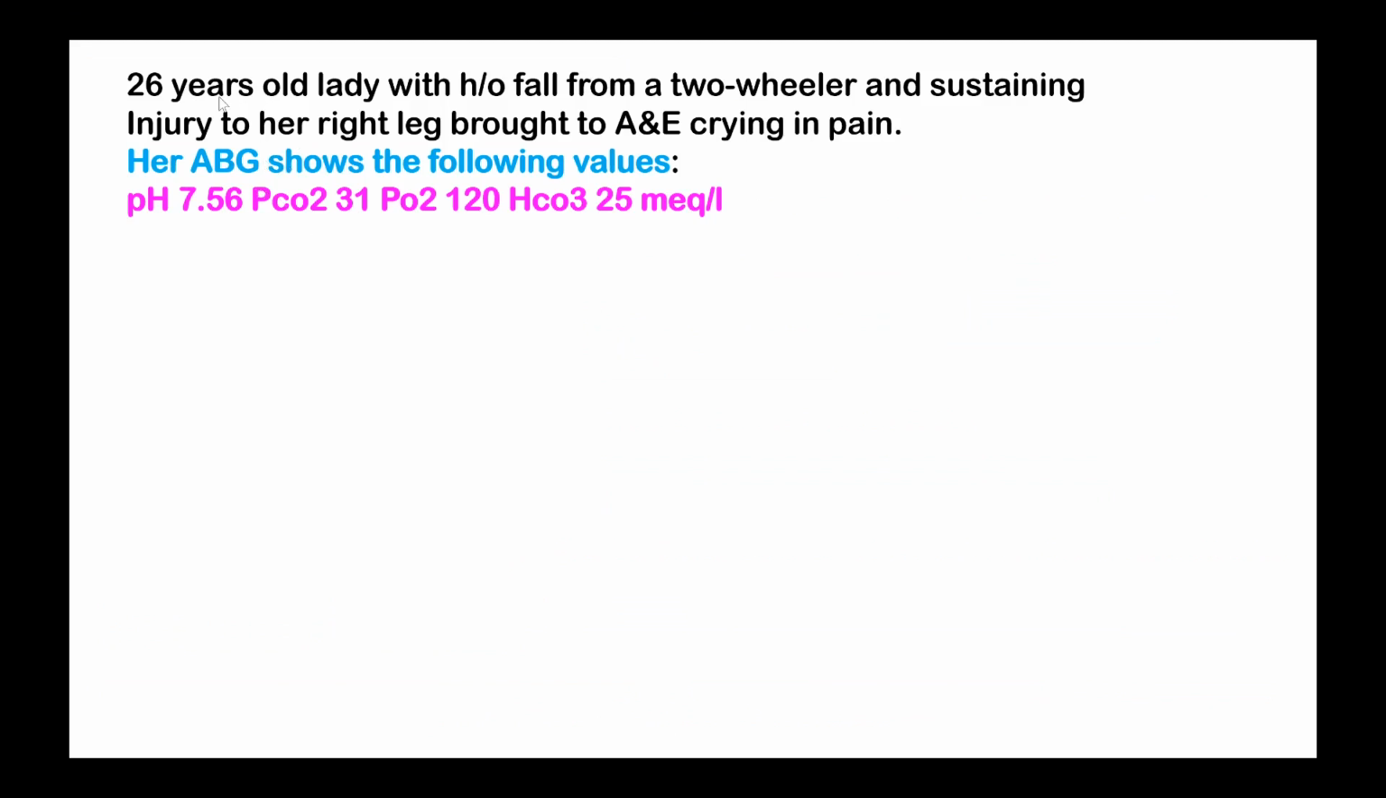Now there is a clinical scenario. A 26 year old lady fell from a two-wheeler and sustained injury to the right leg, brought to A&E crying in pain. Her ABG shows the following values. pH is 7.56, PCO2 is 31 millimeters of mercury, bicarbonate 25. What is your interpretation of the ABG?